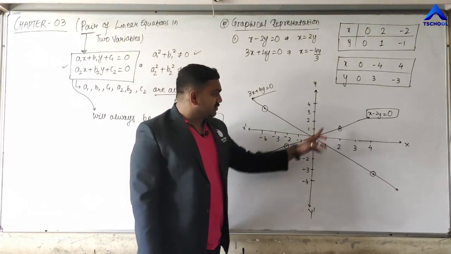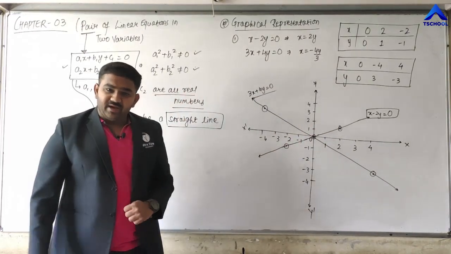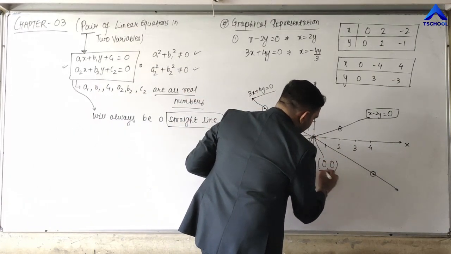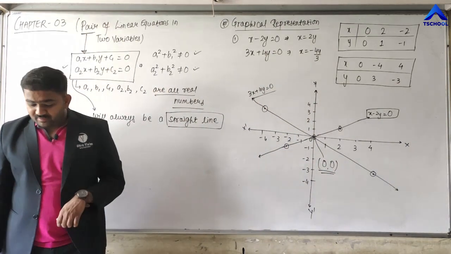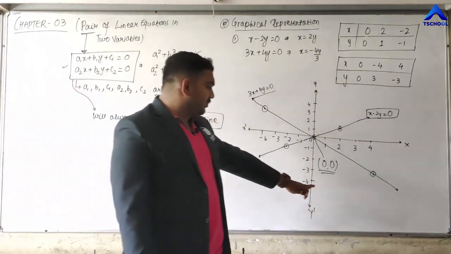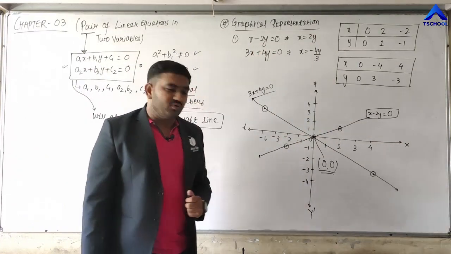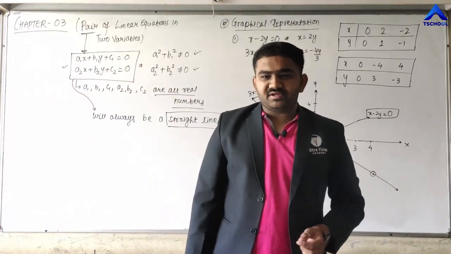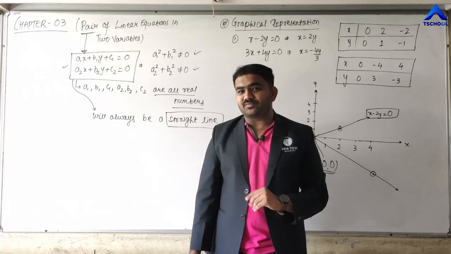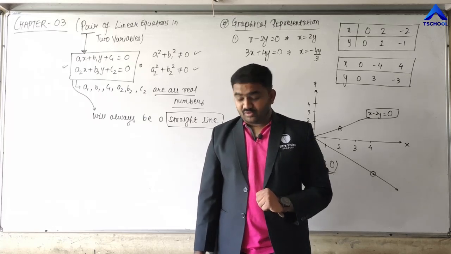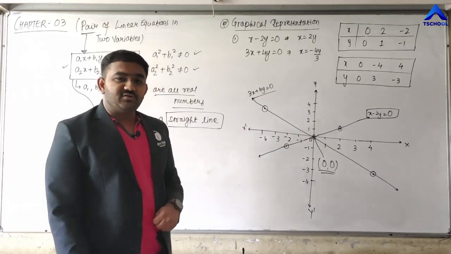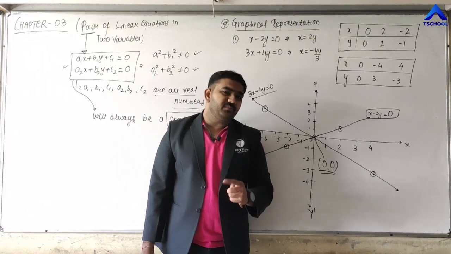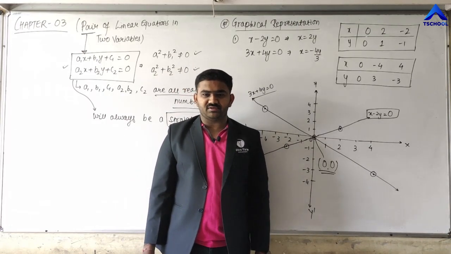So both these lines are intersecting here at a common point. What is that common point? (0, 0), right? This is the common point. We can also say that if I put 0, 0 in place of x and y in both the equations, then I shall get 0 for both the equations. That means (0, 0) satisfies both the equations. Yes or no? Then if this point satisfies both the equations, that point is the solution of both the equations, right?